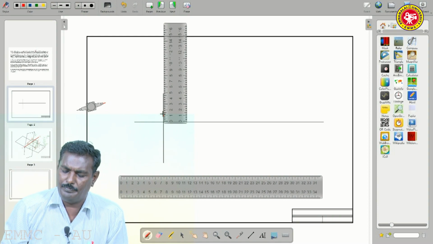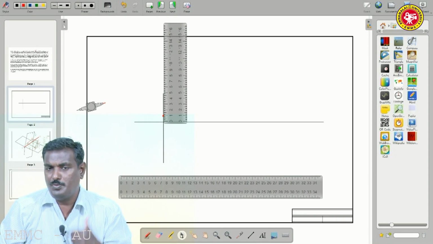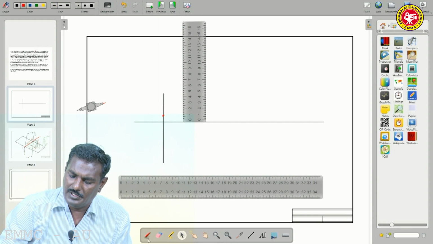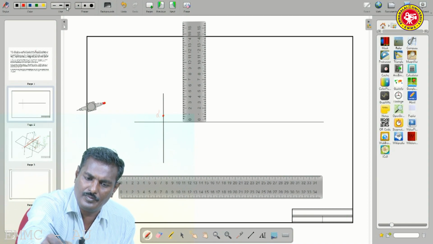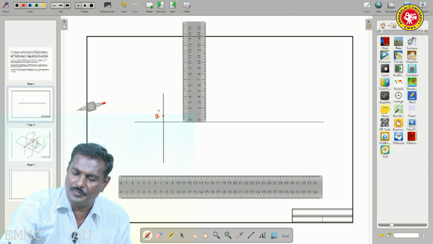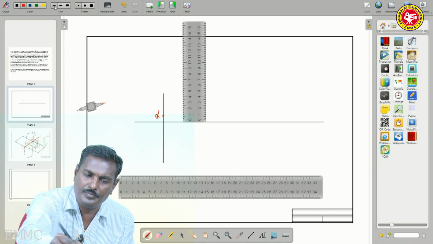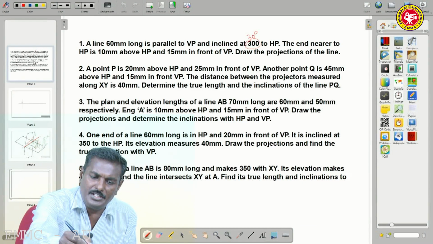Measure 10 mm. Above HP means above the reference line. That is A dash. So, what about the next one?